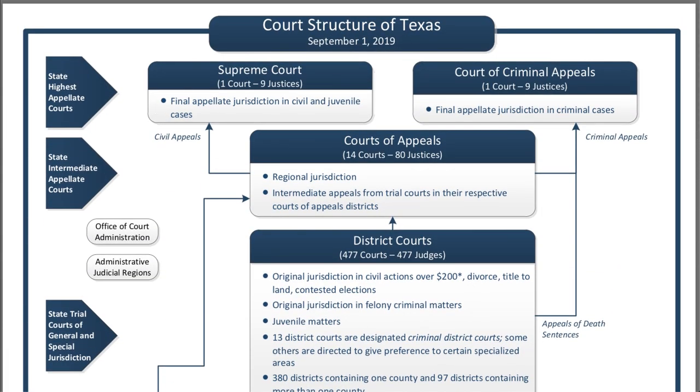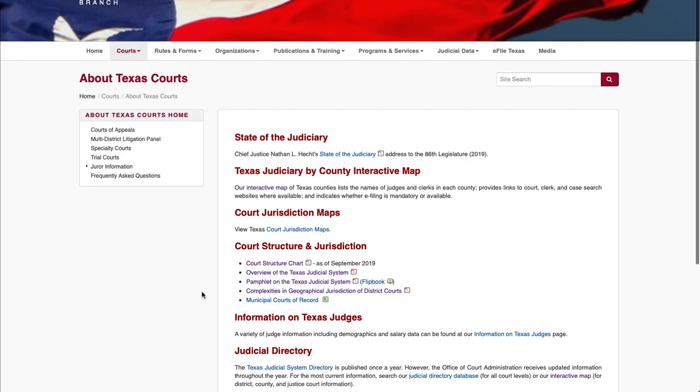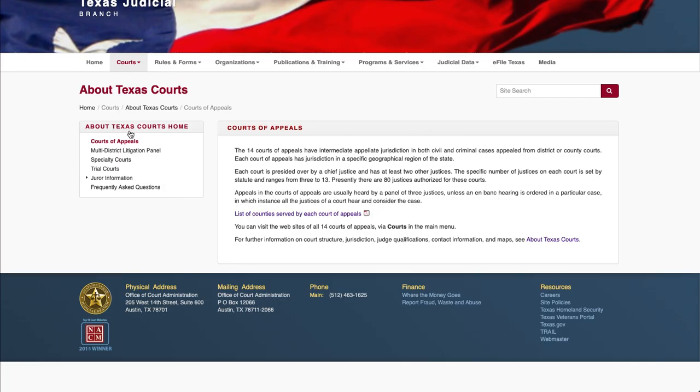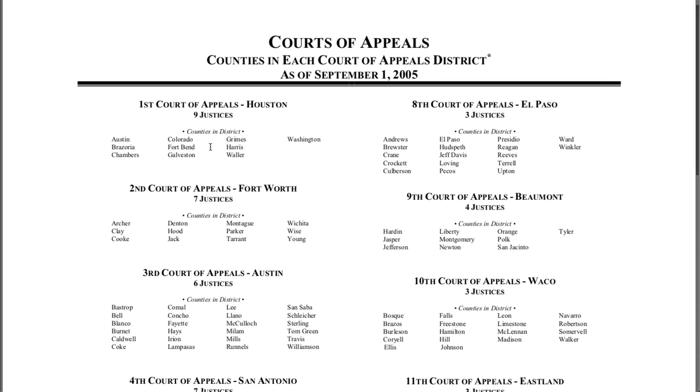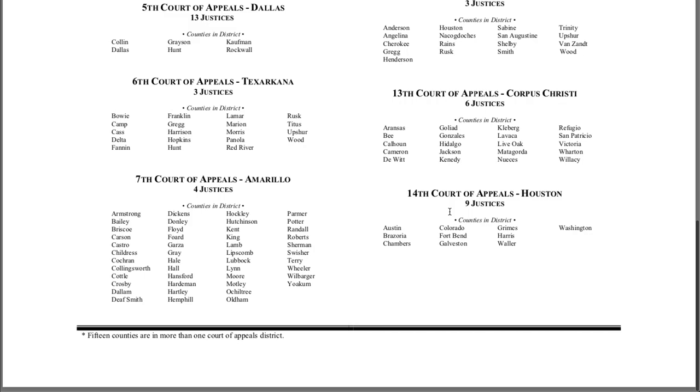One other thing I wanted to show you in relation to the courts are the courts of appeals. There are 14 courts of appeals in the state of Texas, and Houston has 2. Houston has the 1st and the 14th. But there are specific counties that are assigned to each of those courts of appeals. So the first court of appeals includes this list of counties, and the 14th court of appeals covers these counties.